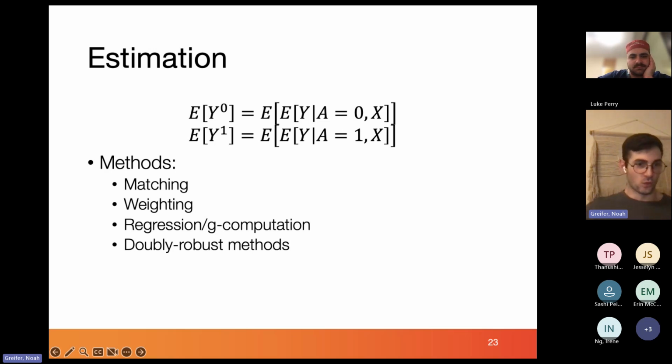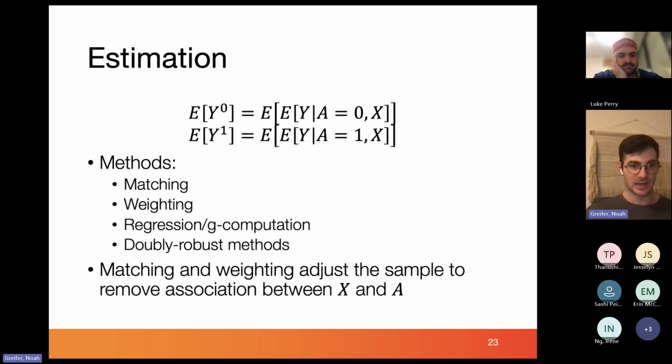So let's talk statistics. There are a few methods that we can use to estimate these quantities on the right. Some examples are matching, weighting, regression, or G-computation, and doubly robust methods. If you haven't heard of any of these before, that's totally fine. These are advanced statistical methods. We're just going to talk about matching and weighting briefly today, and next seminar, we will give an example of performing matching and weighting, and you in your analysis will just be doing matching and weighting, so you don't need to worry about the others.